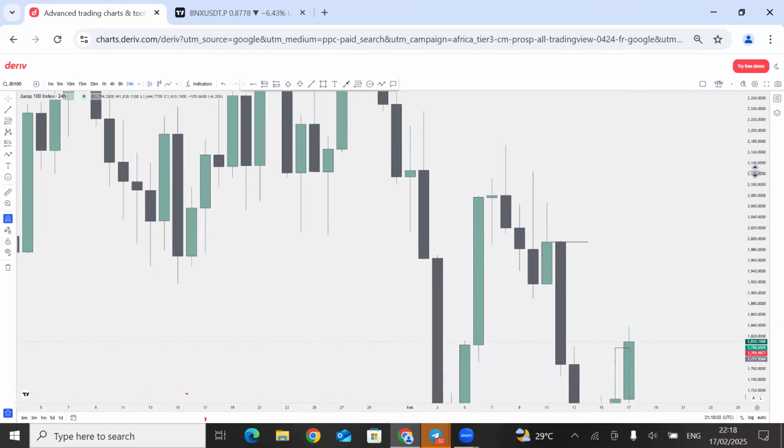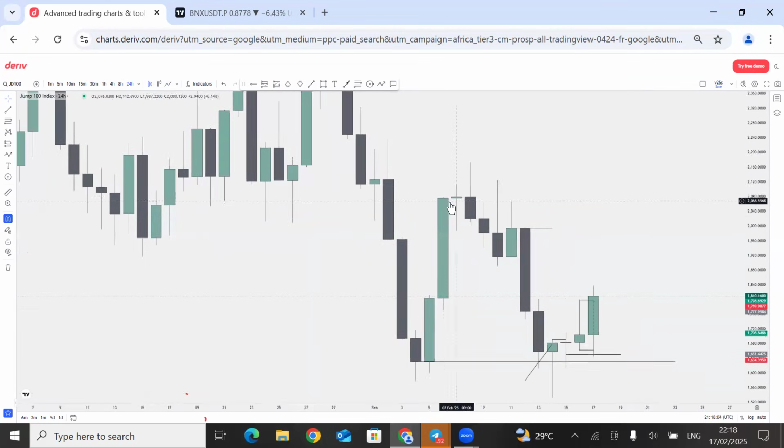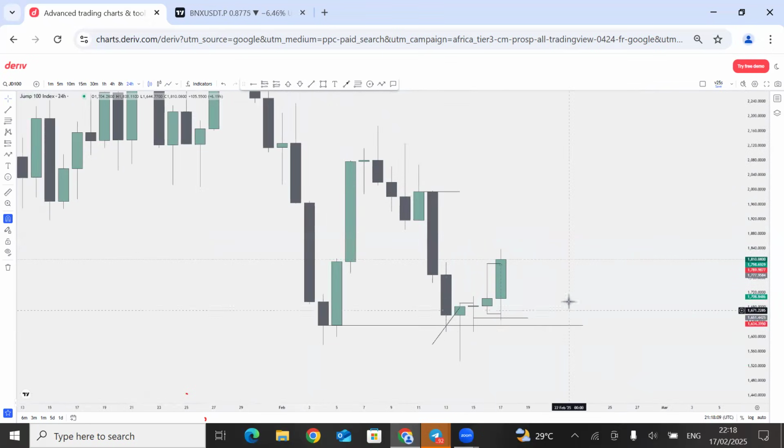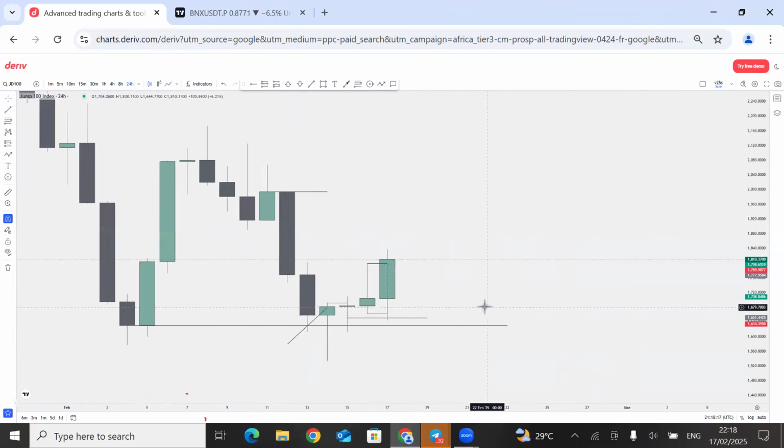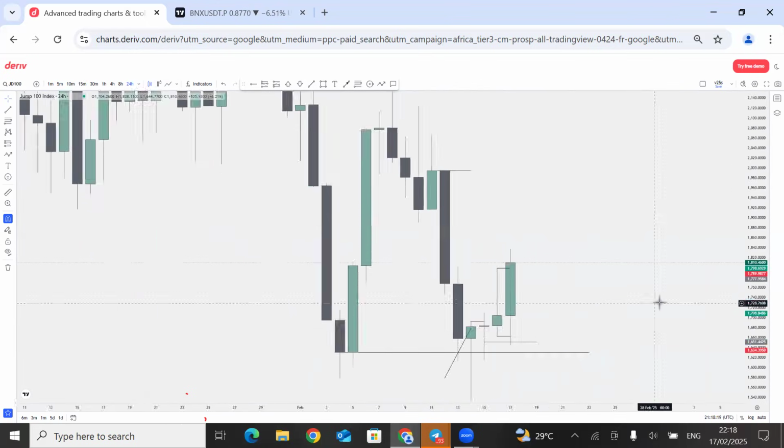So even CRT works. There was a CRT here. Even this reversal here has a CRT, and the CRT is very valid because it's at a key level. Yes, here's a key level. A CRT also happened here. So this setup was a high probability setup, and the setup is not over.